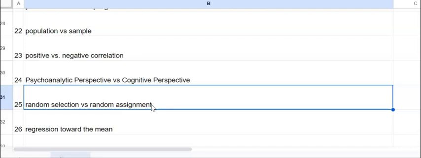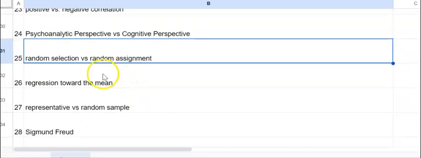Random assignment says once we have that randomly selected group, we are going to randomly assign them to our experimental or our control group in an experiment. When we do both of those, that increases the generalizability of our study, so we can say our results match a broader population, and it also makes sure that our study is valid.